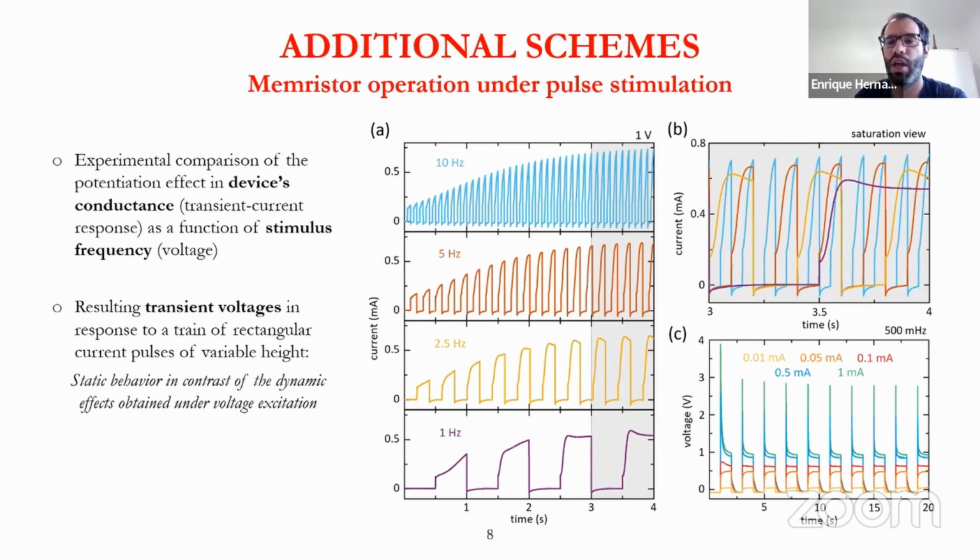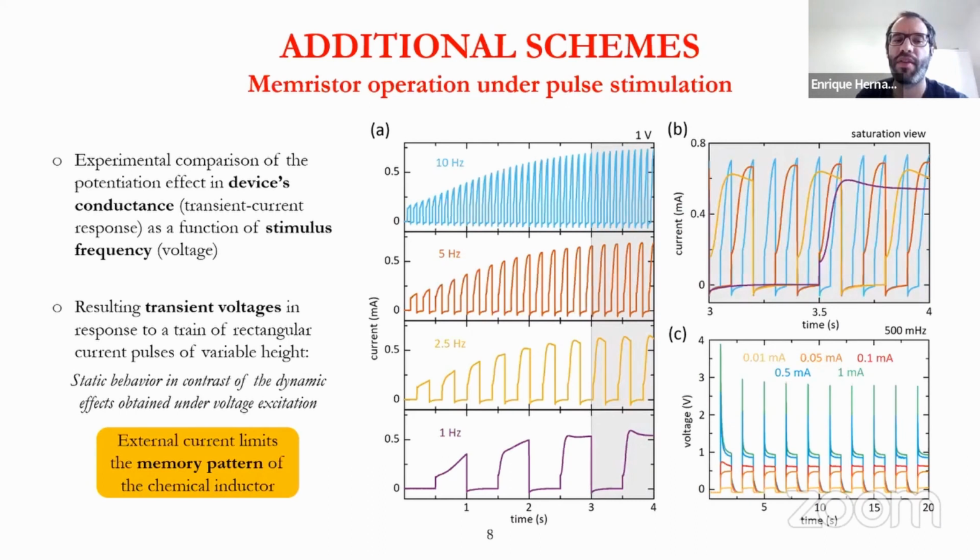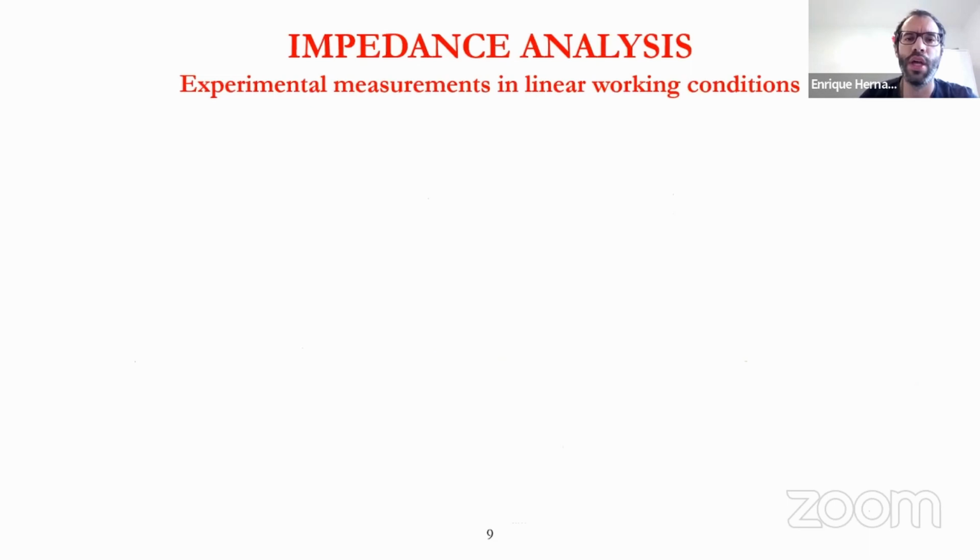But what is the reason? The reason is that the external current, the input, limits the memory pattern of the chemical inductor, and it's impossible to increase its current because it's limited by the input.